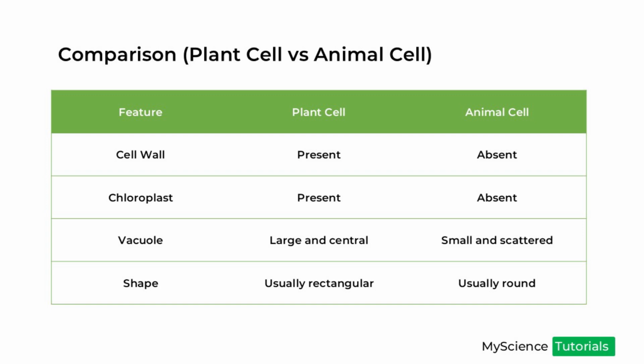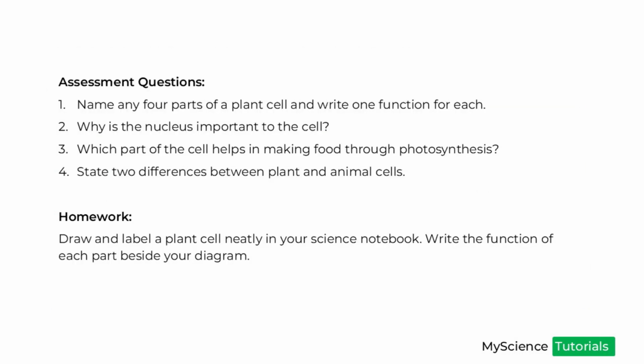Try your hands on these assessment questions to test your understanding. Assessment questions. 1. Name any 4 parts of a plant cell and write one function for each. 2. Why is the nucleus important to the cell? 3. Which part of the cell helps in making food through photosynthesis? 4. State 2 differences between plant and animal cells.